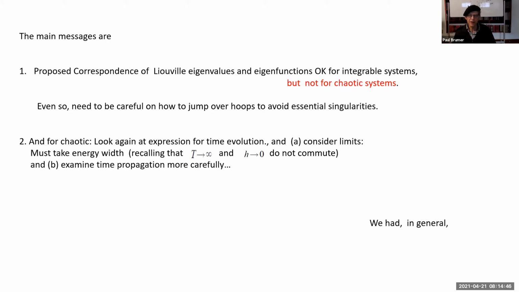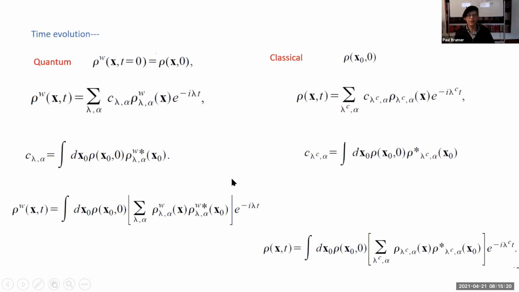You either can take h bar goes to 0 at the beginning, which means you have a classical ball in your hand, and then t goes to infinity, or the opposite, which is you treat this ball as a quantum mechanical entity until t infinity, and then you take h bar goes to 0. But if you think about it, what we have generally is a ball in our hand, and we're trying to understand this from the point of view of quantum mechanics. So the way to do it actually is to take h bar goes to 0 first, and then t goes to infinity, and then examine the time propagation carefully.